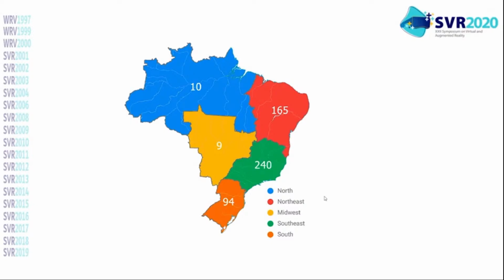Despite its internationalization efforts, SVR is mainly comprised of publications from Brazilian authors in its majority. From the analyzed publications, only 39 papers are from foreign authors. The geographical distribution of Brazilian authors is shown in the figure.